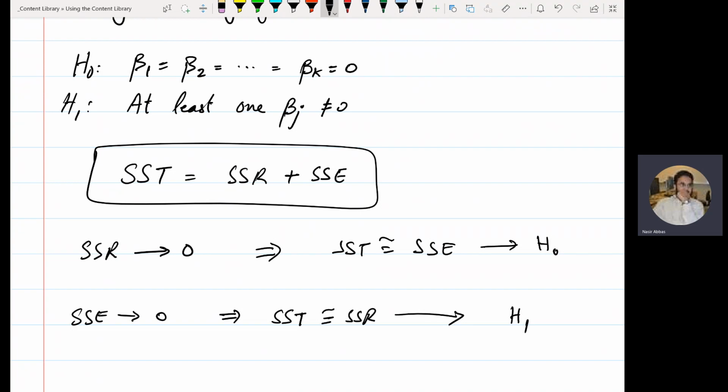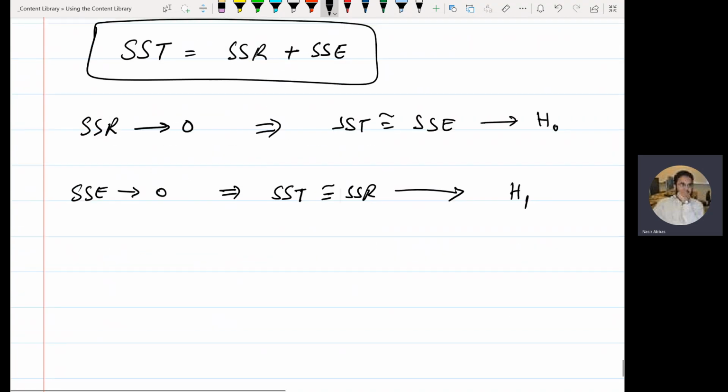So we developed a rough rule that if the value of SSE goes close to 0, we reject H0. We go with H1. A very rough rule, right? Or if SSR goes close to SST, also in that case, we reject H0. These two are the same statements: SSE goes to 0 or SSR goes to SST.